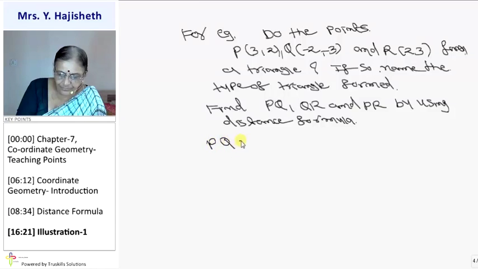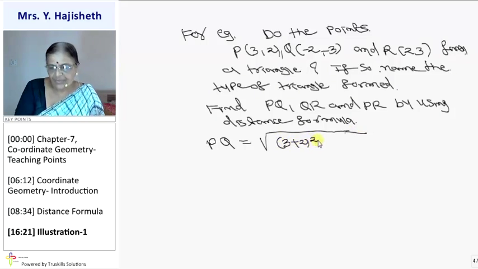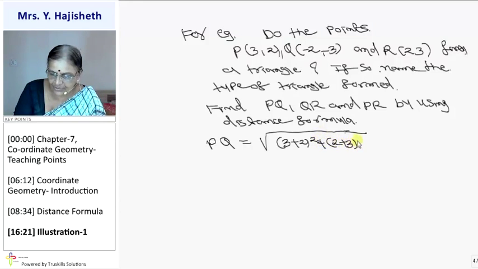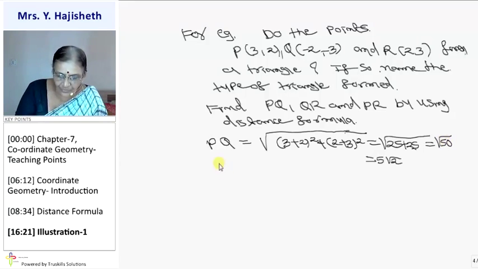PQ is under root. You look at the coordinates of P and Q: x2 minus x1 or x1 minus x2. So it is 3 minus of minus 2, so (3 plus 2) whole square, plus y1 minus y2, which is 2 minus of minus 3, so (2 plus 3) whole square. And that is under root 25 plus 25. So that is under root 50, you can also write it as 5 root 2. Root 50 is 25 into 2, so 5 root 2.